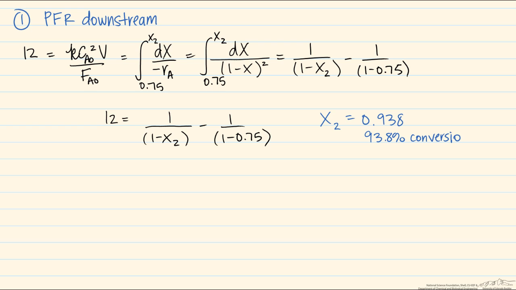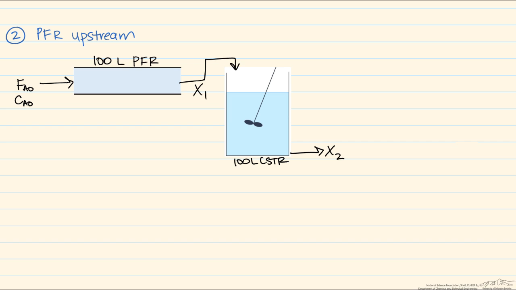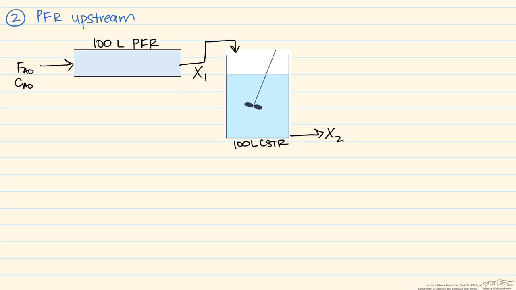Now let's see what happens when we place the PFR actually upstream of the CSTR. In this case, we're going to have flow coming into a PFR. It will achieve some intermediate conversion x1 that we don't know. We expect it to be greater than 75% because we have the same volume PFR as we had CSTR before, and PFRs are inherently more efficient for positive order reactions, as we'll see. Then whatever this conversion is, the fluid will enter the CSTR at that conversion and be converted to some final conversion x2 that we also need to solve for.